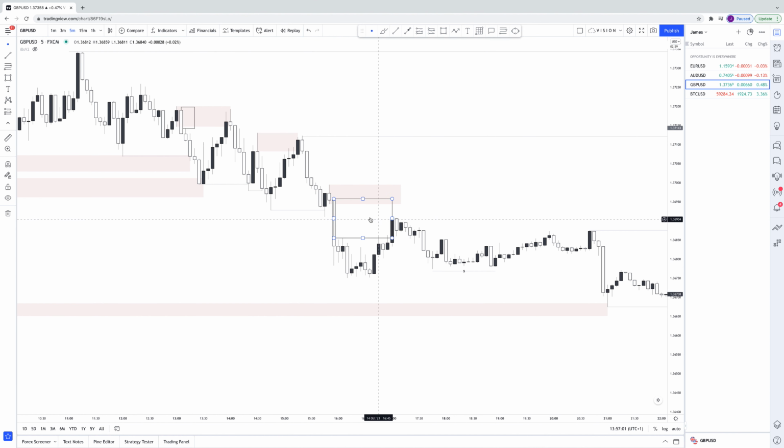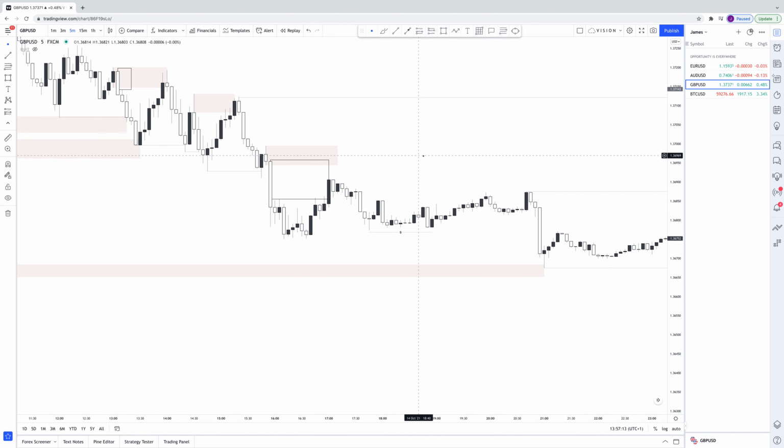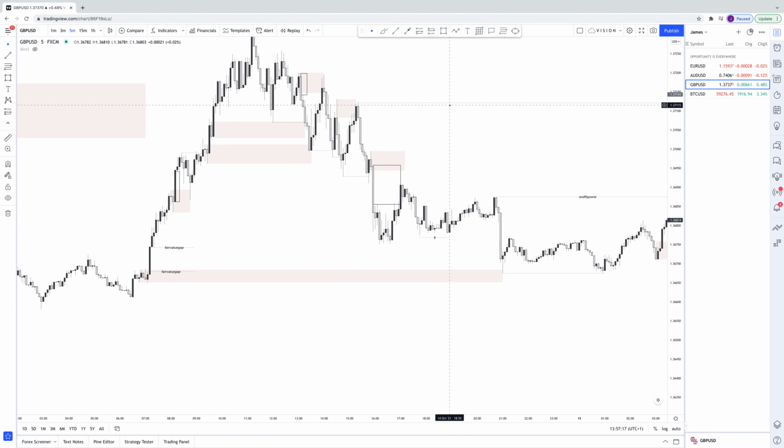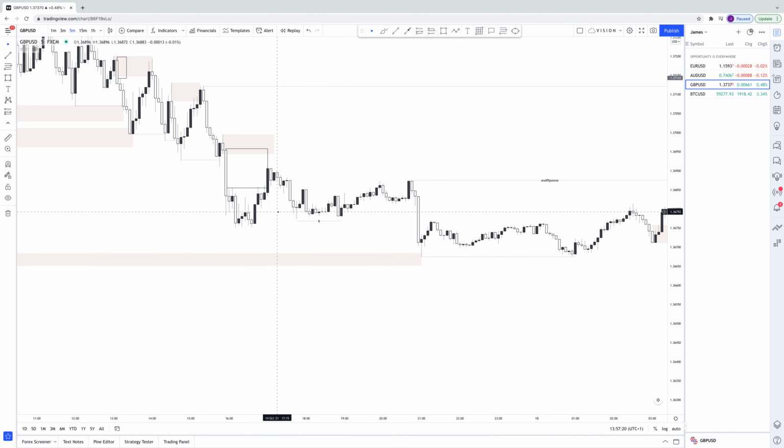So we won't always see a full mitigation of imbalances or these blocks. Okay, but they do respect the 50% mark, so the EQ, equilibrium, before then continuing. Okay, so as we get closer to our higher time frame POI, you can see what happens prior to that is liquidity. Okay, so you can see price is contained within this bit of price range.